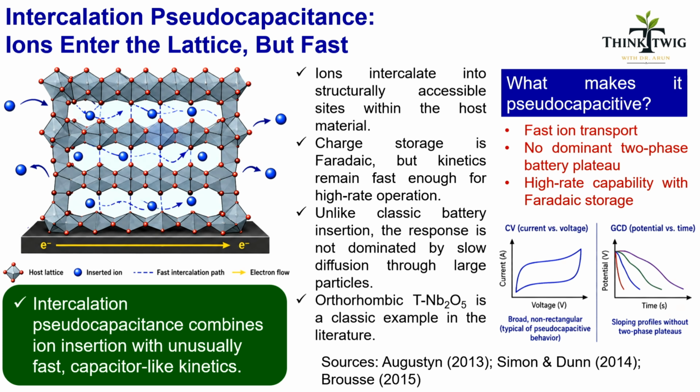Think again about our building example. Surface-redox pseudocapacitance is like a very fast interaction near the entrance. Intercalation pseudocapacitance allows movement into accessible internal spaces, but the routes are sufficiently favorable that the system does not become dominated by slow transport. And this is why simply asking whether ions are entering the material is not enough. We also need to ask how fast they are moving and what controls the electrochemical response.